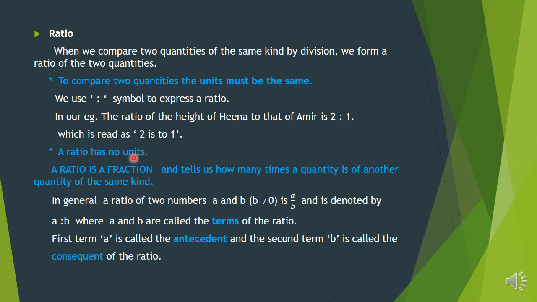Okay. A ratio has no units. Children, another point is a ratio has no units. Here we write 2:1. We are not writing centimeter. We are not writing meter. No unit we are writing with the ratio. A ratio has no units.